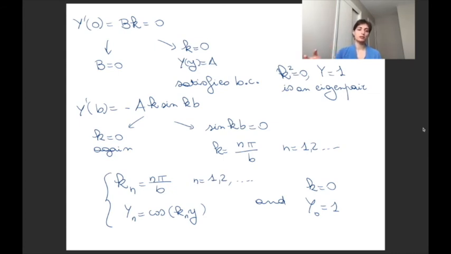If k is equal to 0, then y is equal to a, and it does satisfy the boundary conditions. So k squared equal to 0, y equal to 1 is an eigenpair. All the other eigenpairs will have b equal to 0. So y prime computed at capital B only has the sine component. So we have minus a k sin kb equal to 0. We either have k equal to 0 again, or sine kb equal to 0, and then k is n pi divided by b for n equals 1, 2, and so forth.